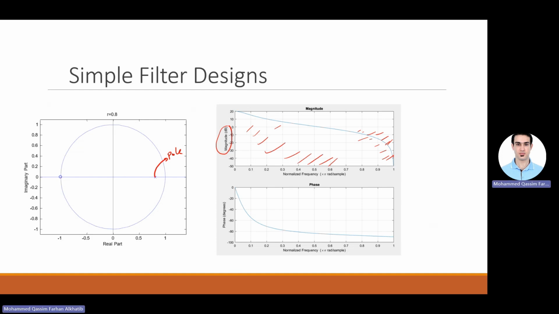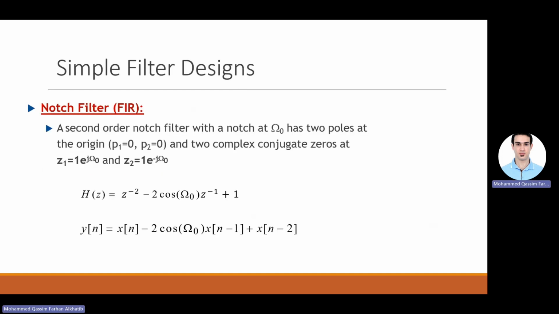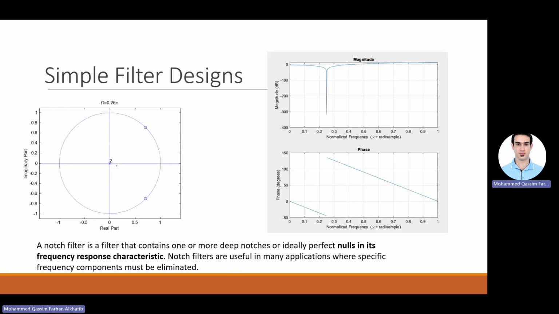All right. Another filter here, that's a notch filter or a band stop filter. So a second order notch filter with the notch at omega naught has 2 poles at the origin and 2 complex zeros. That's the expression. Let's see the response here. So I have the poles here, 2 poles at the origin, and I have the zeros there. So it's a band stop filter. It will stop this region, if I want to draw it in ideal filter representation.